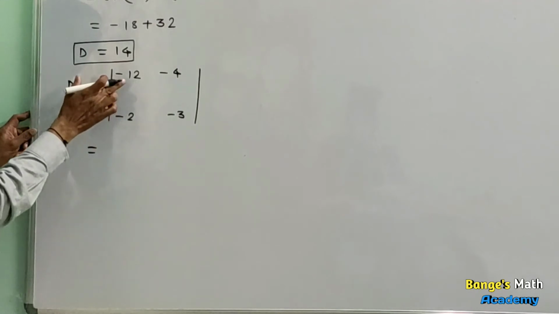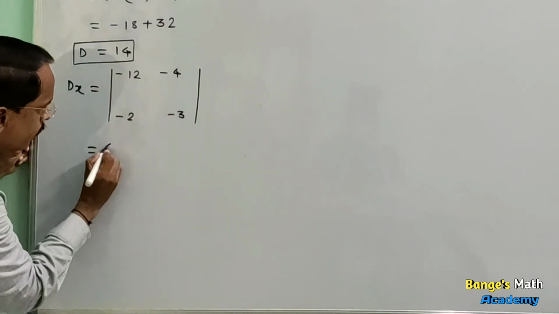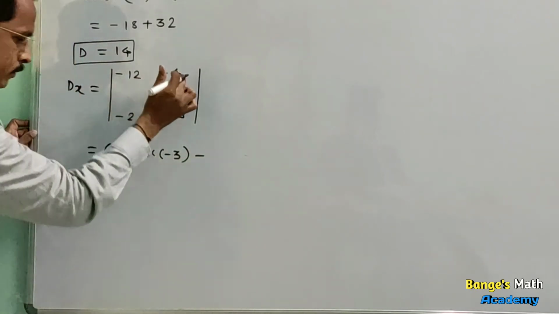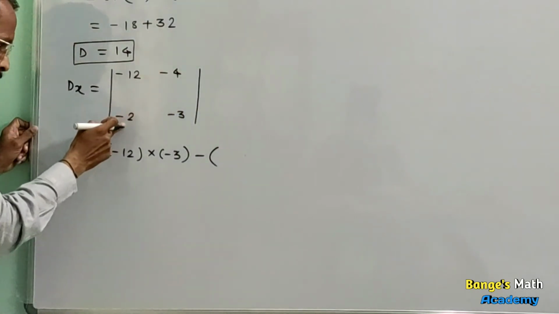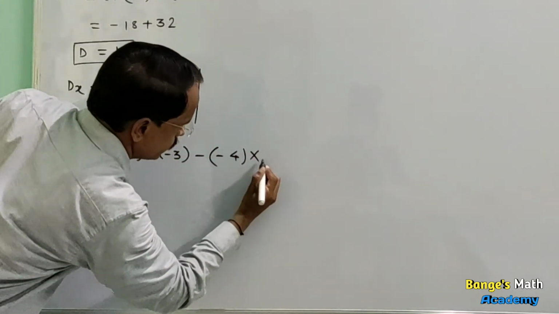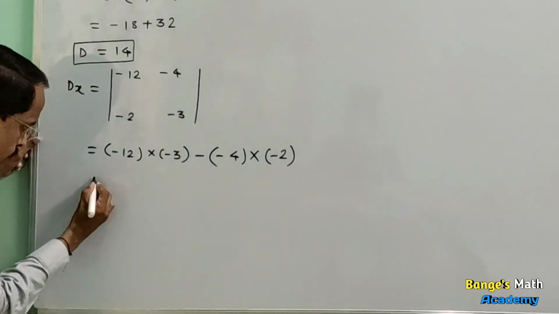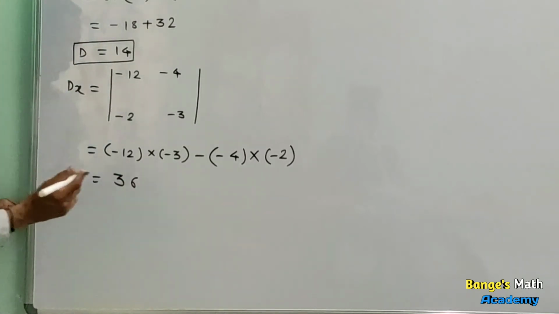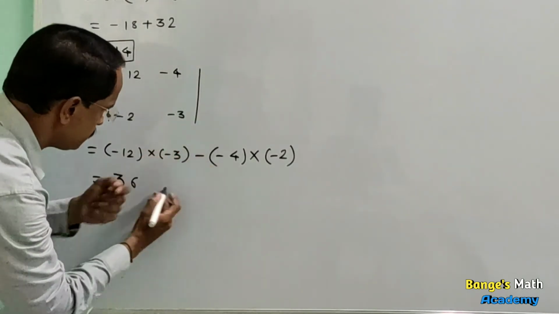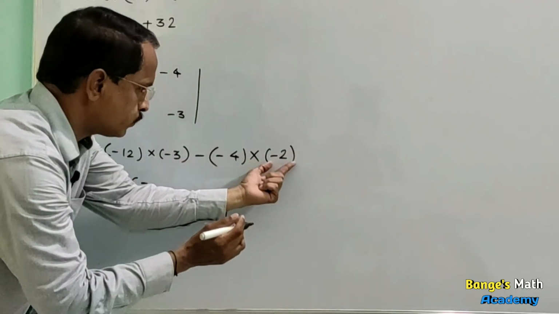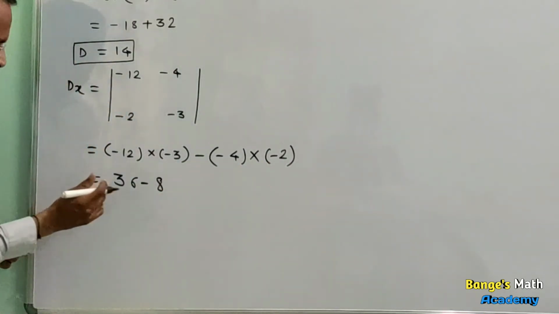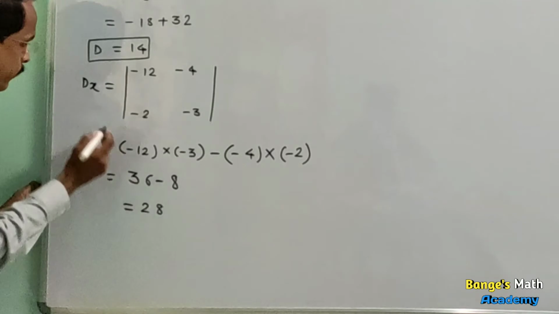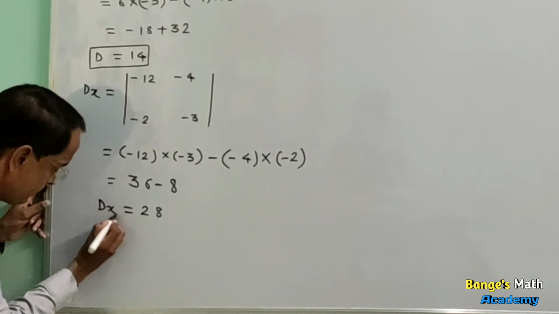Simplify this. Product of these two, minus 12 into minus 3, minus 4 into minus 2. Simplify this. Minus 12 into minus 3 is plus 36, minus 4 into minus 2 is plus 8. So 36 minus 8 is equal to 28. We get the value of dx is 28.